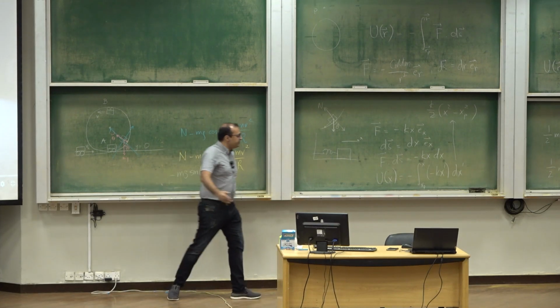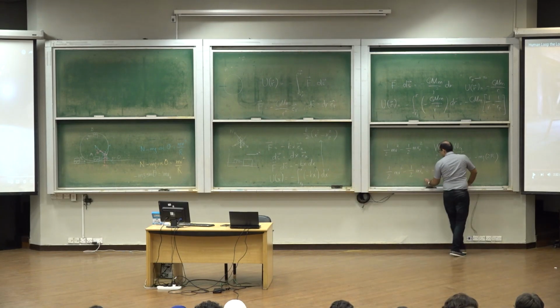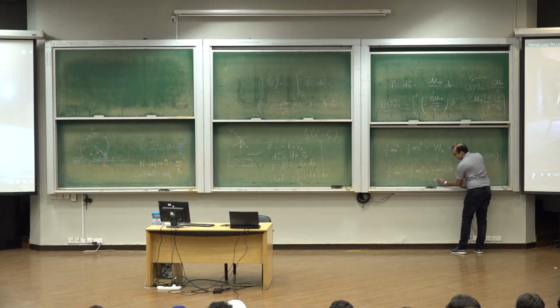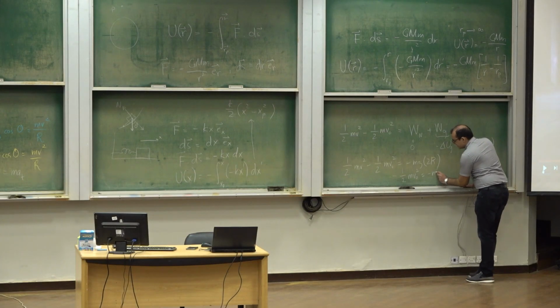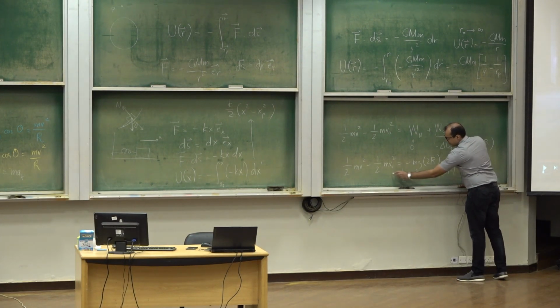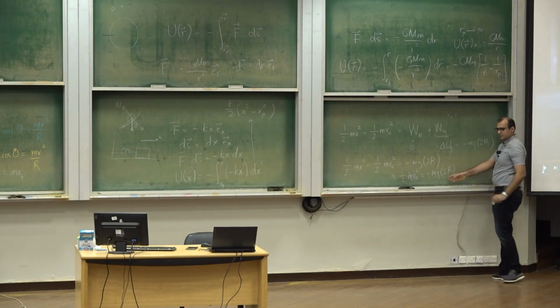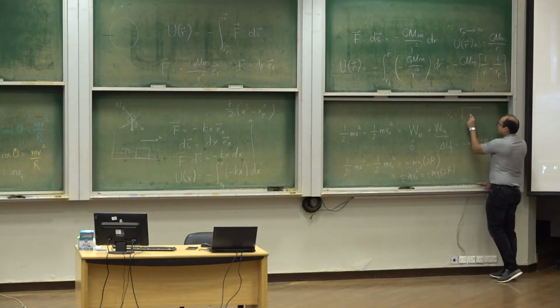So if you say कि भाई v is approximately 0 at the top, what will you get? You'll get minus half m v naught square equals minus mg times 2r. And therefore m and m cancel, minus minus cancels, and you get that v naught is equal to square root of 4gr.